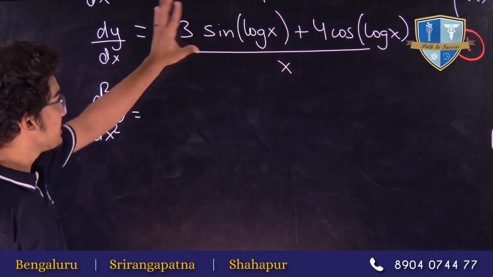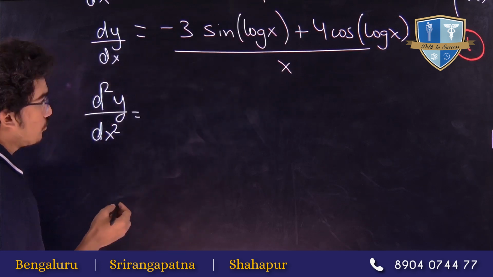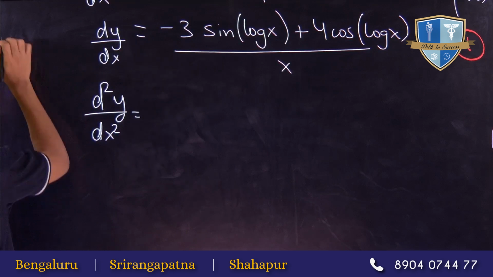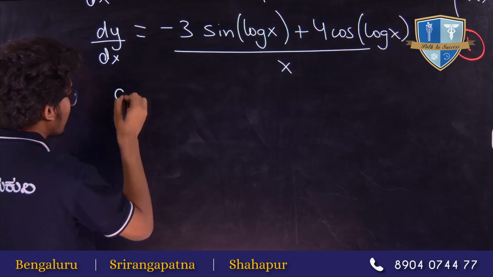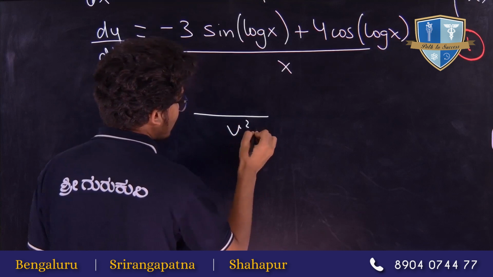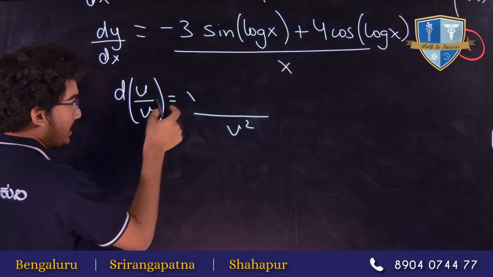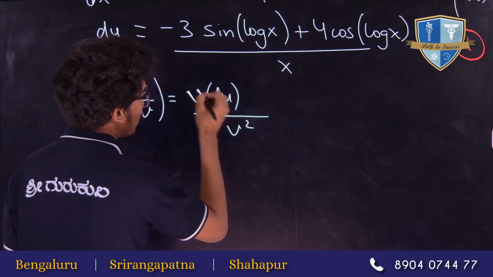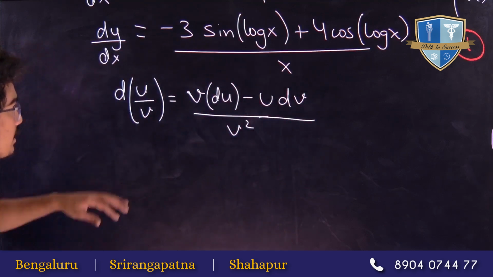Now we will find d2y by dx square, which is the second differentiation. So we are supposed to differentiate this. This is the u by v rule. Let me first show you that. The derivative of u by v is equal to v square, the denominator square, in the denominator, and then the denominator is written as it is, times differentiation of the numerator du, minus u as it is, times differentiation of v. This is how we differentiate in the u by v rule.